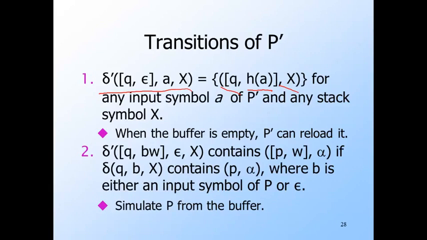Formally, suppose that delta of Q, B, and X contains P alpha. Here B may be epsilon or it may be an input symbol of P. And then for any buffer string of the form BW that is a suffix of H of A for some A, delta prime of Q in the buffer BW with no input, this epsilon input, and X on the top of the stack will contain PW alpha. That is, B is consumed from the front of the buffer, the state of P changes according to the given choice of P's move, and the stack of P prime also changes in accordance with that given move.